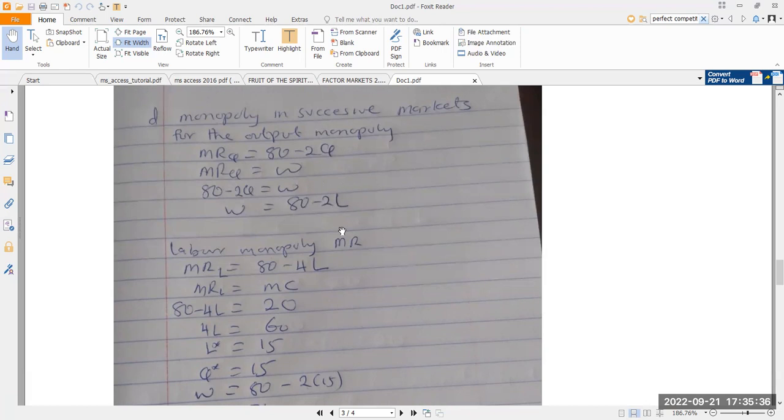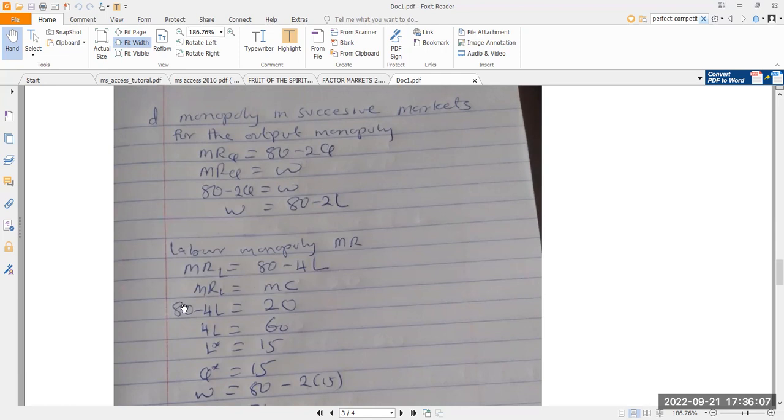He also wants to use this 80 minus 2L, but this is the demand function. He will have to find his own what? Marginal revenue function. And the marginal revenue function will be twice as steep as this. So if this is 80 minus 2L, then the marginal revenue of labor will be 80 minus 4L. This will be his marginal revenue. So he will equate his marginal revenue to marginal cost.